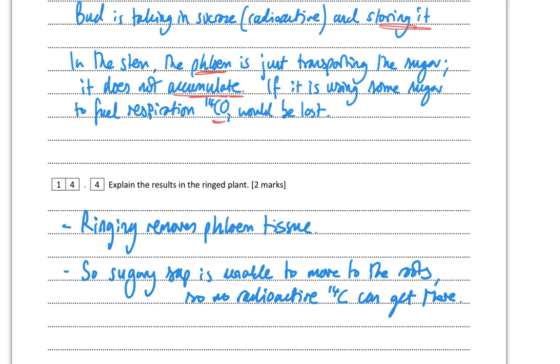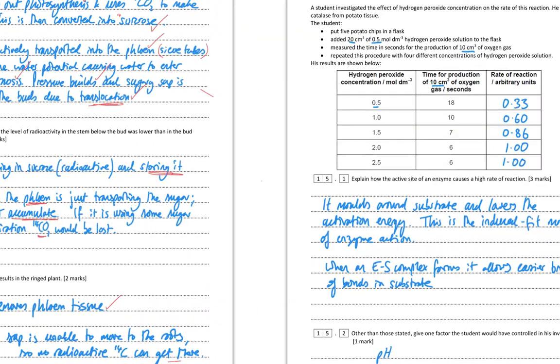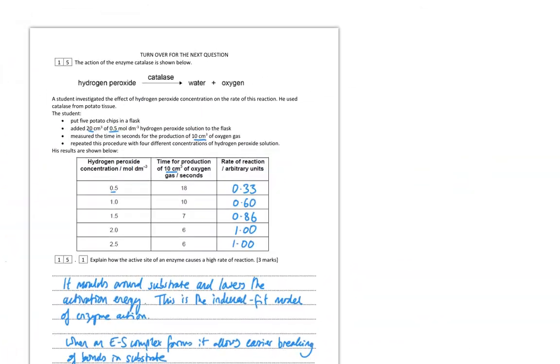And explain the results for the ring plant. Yeah, it's just knowing that ringing removes its phloem tissue, and that's why it's been unable to get down to the roots. That's another nice easy one. Oops, we're almost there, flying through.